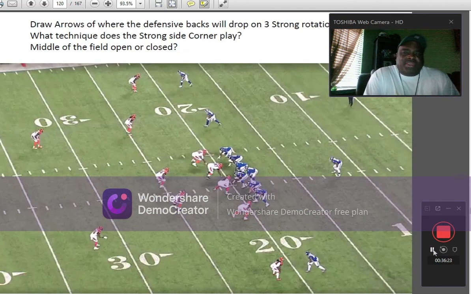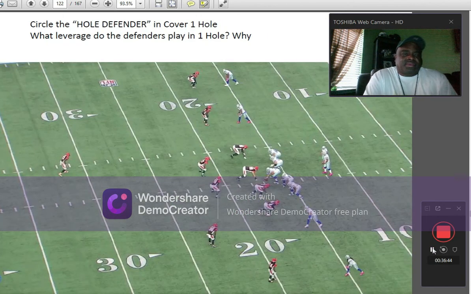Now, here's just a little something: when you watch this video, you can draw arrows where the defensive backs would drop. Strong side 3 rotation: what technique does the strong side corner play, middle of the field, or close? Circle the hole defender in cover 1 hole. What leverage does the defender play in cover 1 hole, and why?